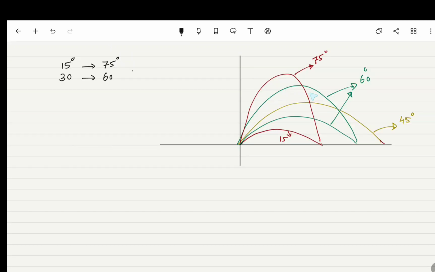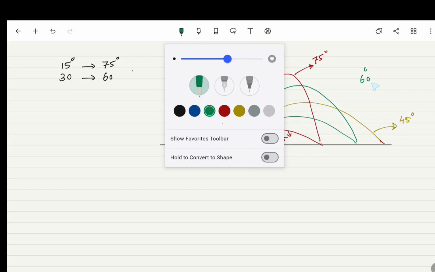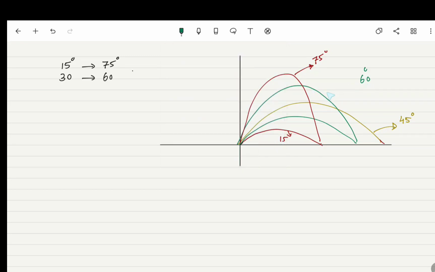This diagram summarizes what I just mentioned. As you can see here, 15 is the same as 75, and this is 30, it's not 60 by the way. And this is 60 here, and this one is 30 degrees. And as we can see here, the maximum range we obtain is when we fire the object at 45 degrees.